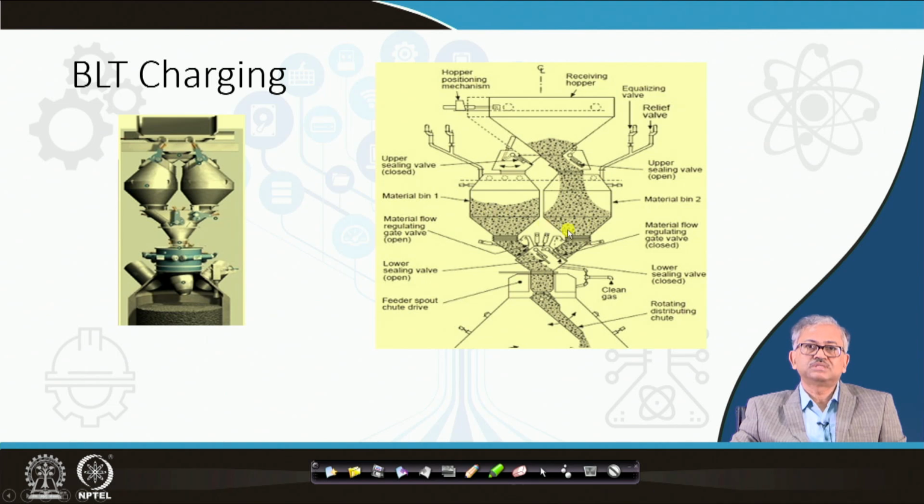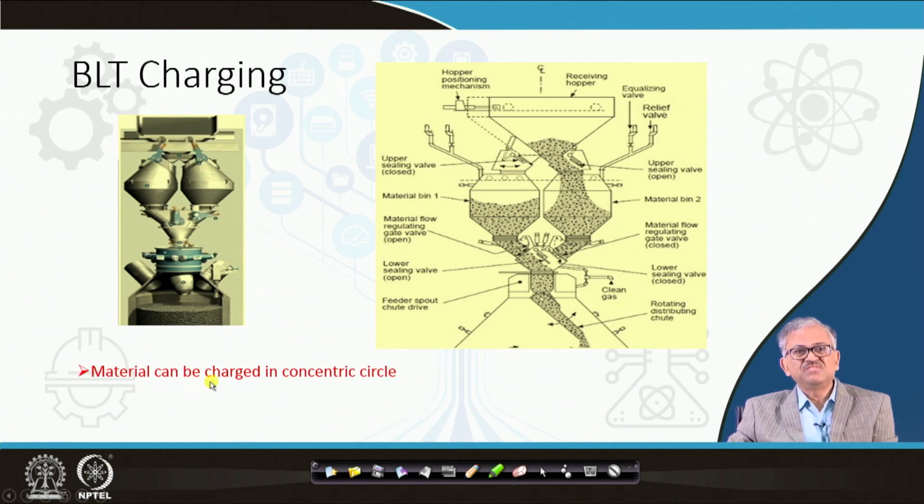A two-hopper system is there, and the material is coming from this hopper, and from this hopper also, and they come to a cylindrical portion, then to the chute, and finally they get distributed. Okay. This is the way; you can show it in pictorial form like this.